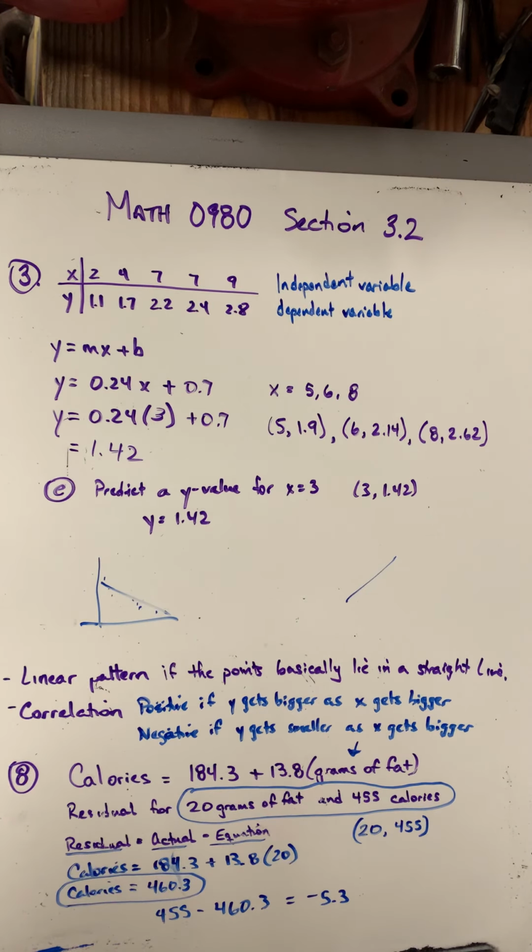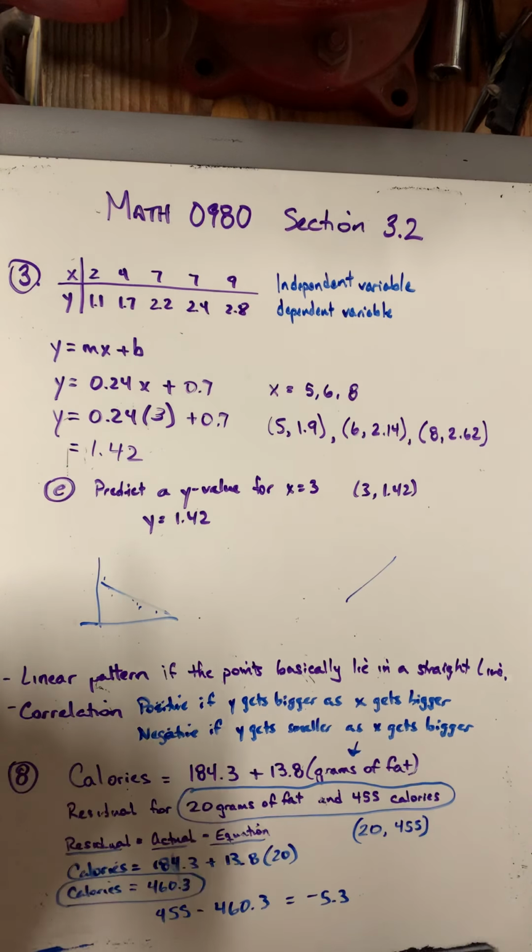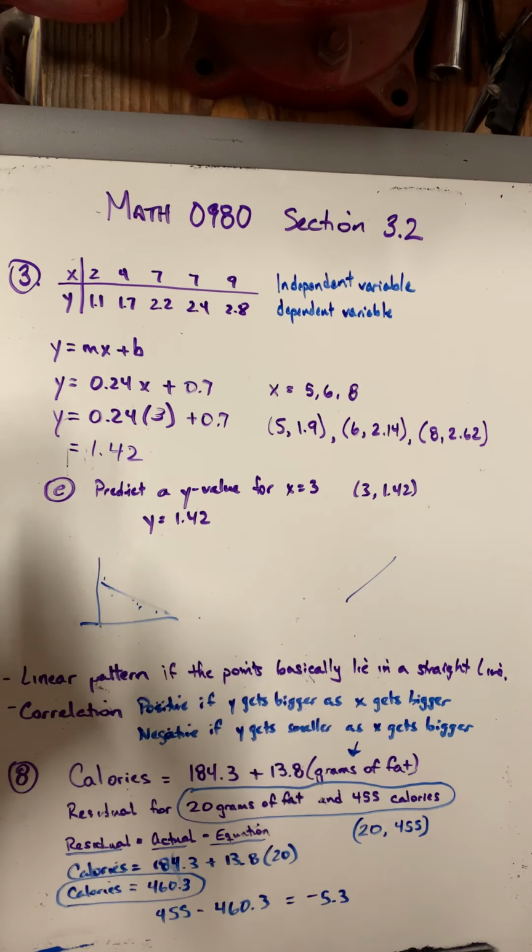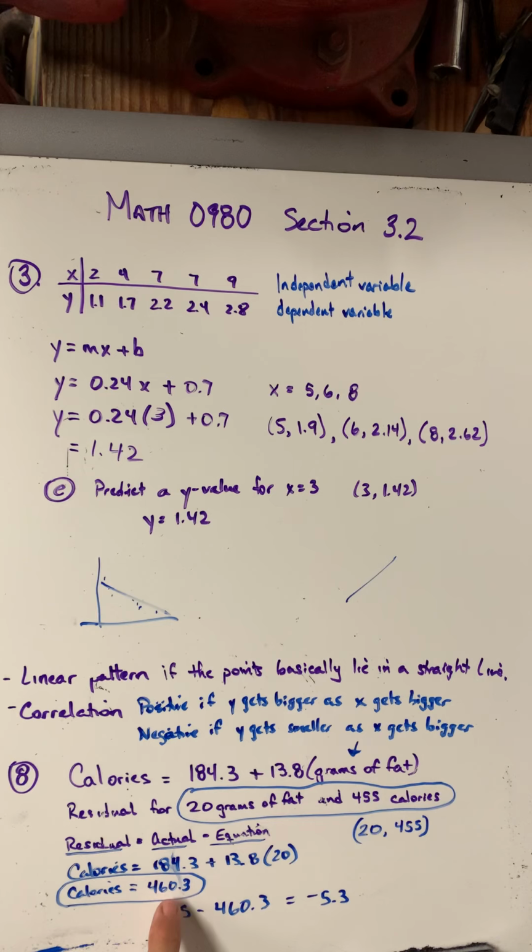And then it says the residual is positive or negative. Mine was negative, which indicates that the equation overestimated the number of calories. My equation was more than the actual number of calories. It was an overestimate. And whenever there's an overestimation, your residual will be negative. And if it had underestimated it, your residual would have been positive.